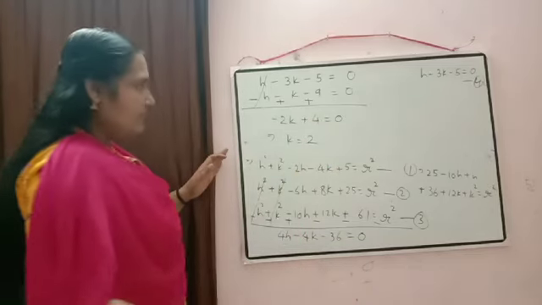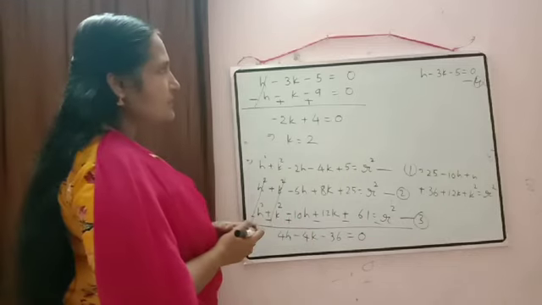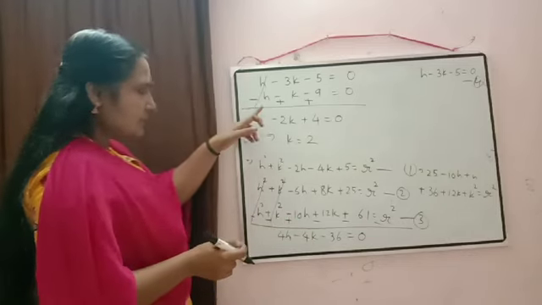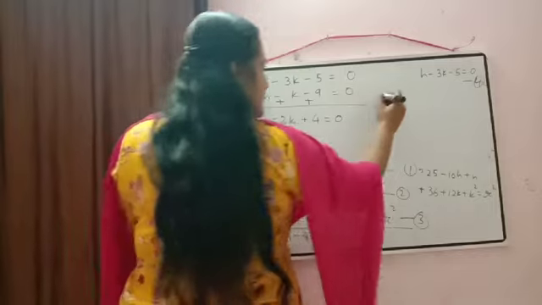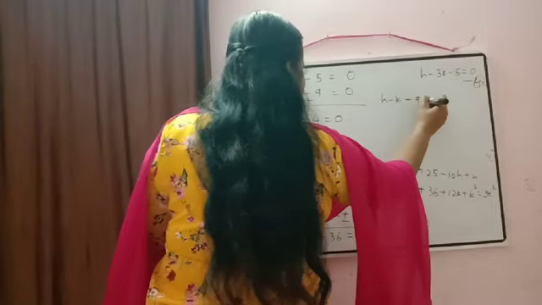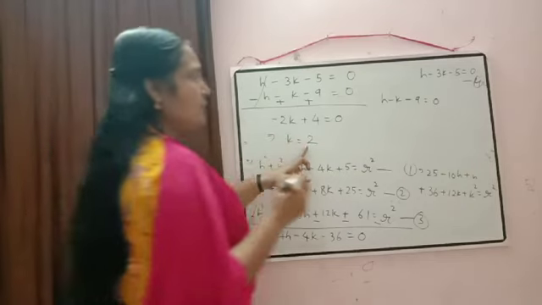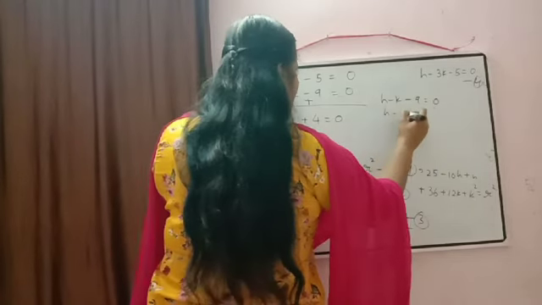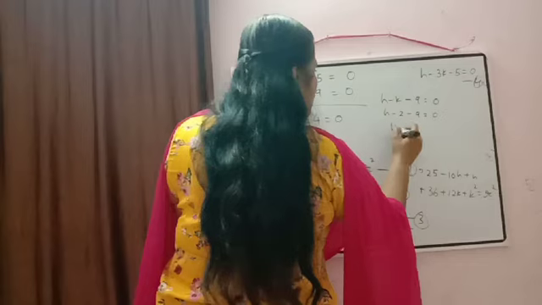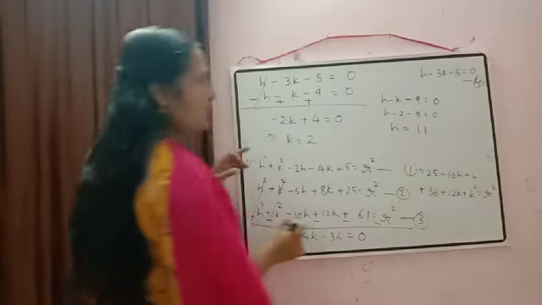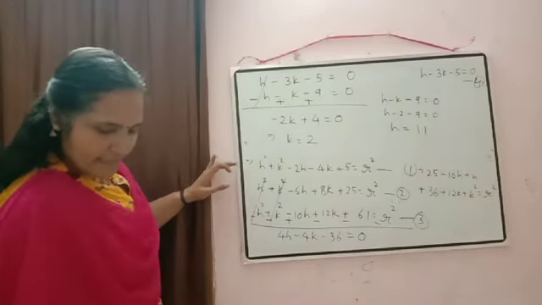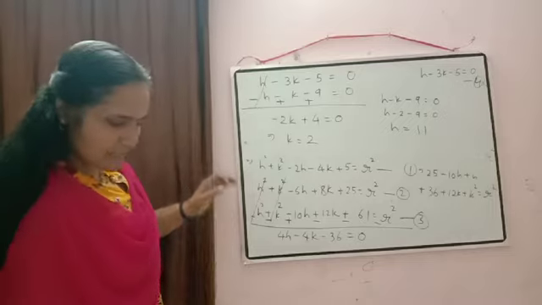Correct? So if we got k is equal to 2, we can substitute somewhere. I think this equation was easy. h minus k minus 9 is equal to 0. Substitute there k is equal to 2. Then we will get here h minus 2 minus 9 is equal to 0. So h is equal to 11. So we got here h is equal to 11 and k is equal to 2.